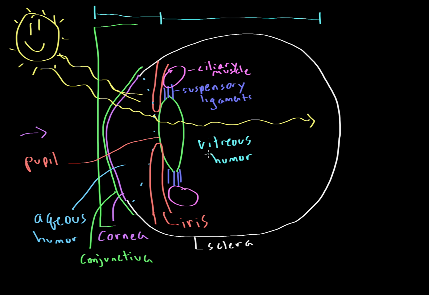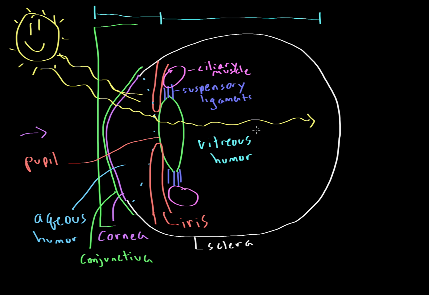So it's composed of water and some salt and some protein, and the main protein is albumin in this part of the eye. And so the vitreous humor helps suspend the lens in place, and it also provides some structure for the eye so that the eye doesn't just collapse in on itself. So it's also transparent, so the light is able to just flow right through it.